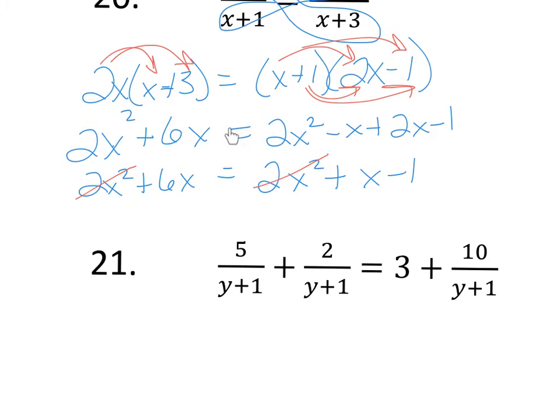So this 1x needs to join over here with the 6x. So when we do that, we subtract an x, we end up with 5x equals -1. And we need to divide by 5 to isolate that x. So x equals -1/5.